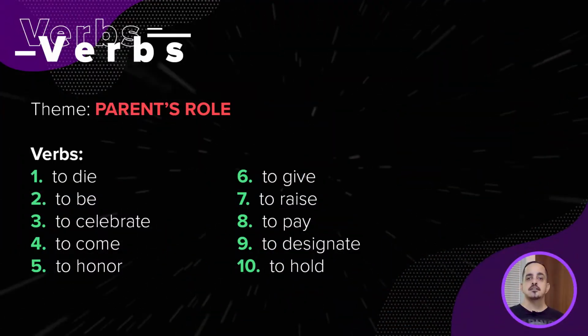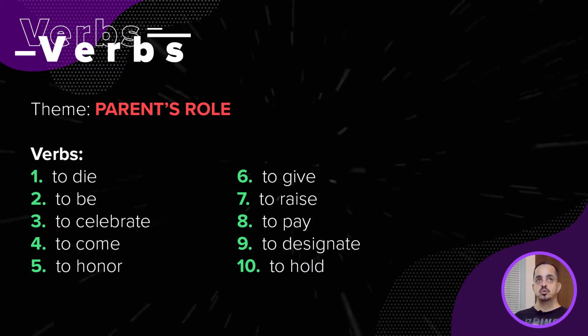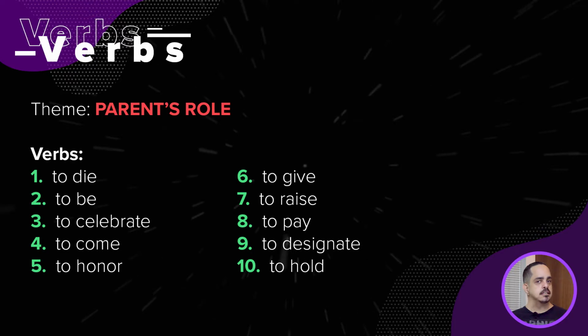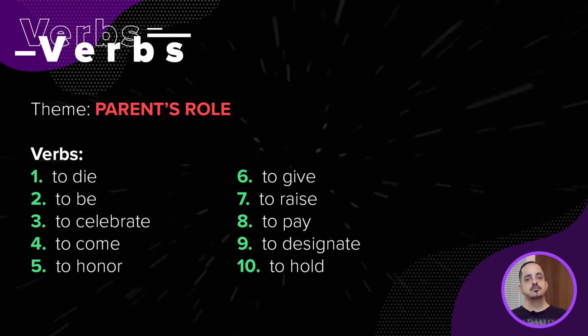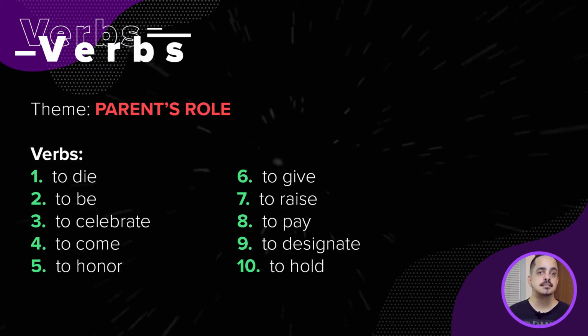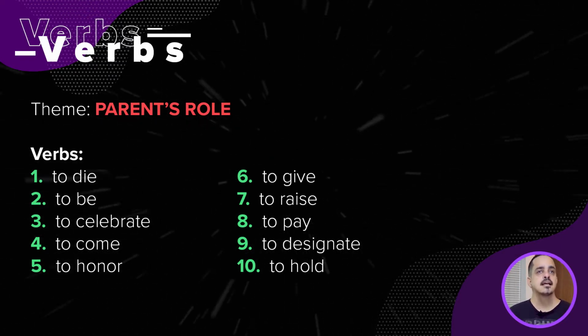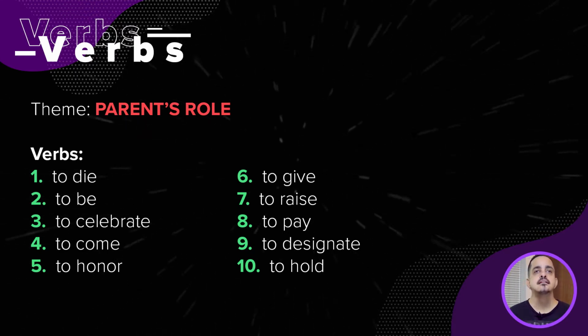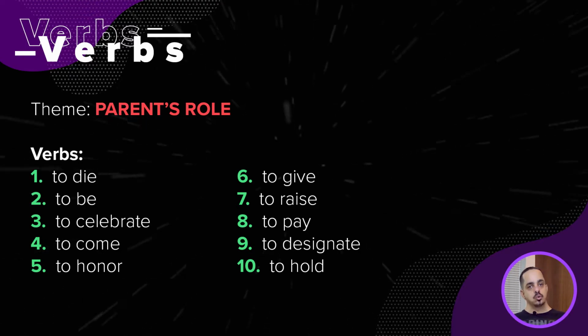Some verbs that we have on the text. Number 1, to die. 2, to be. 3, to celebrate. 4, to come. 5, to honor. 6, to give. 7, to raise. 8, to pay. 9, to designate. And 10, to hold.